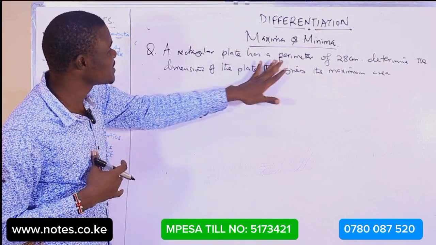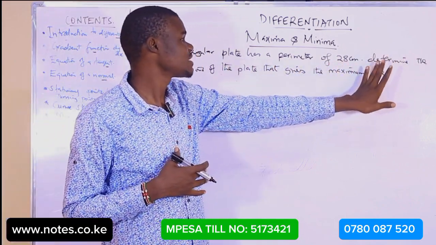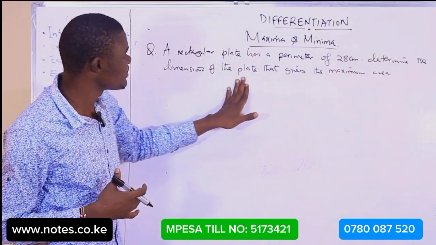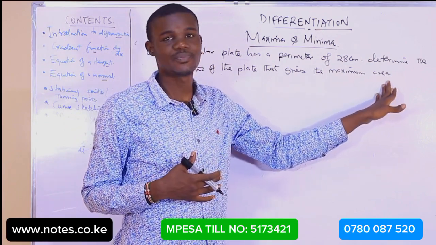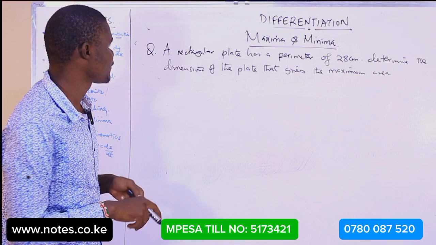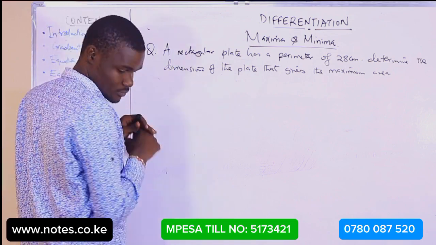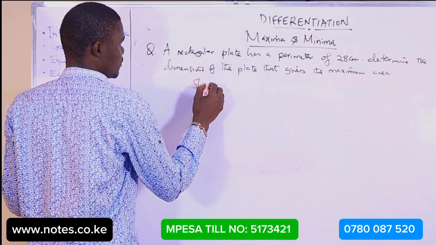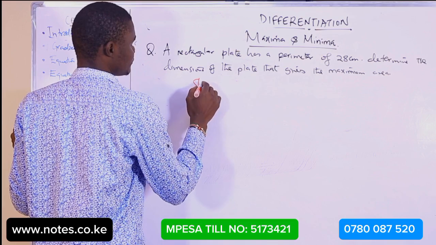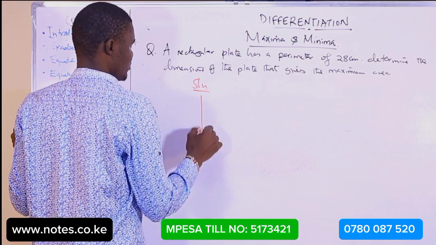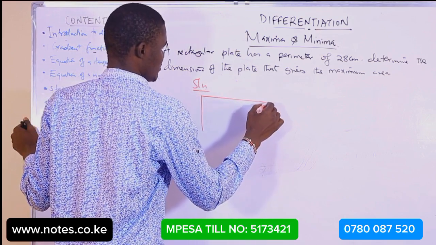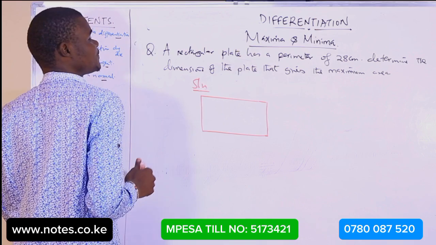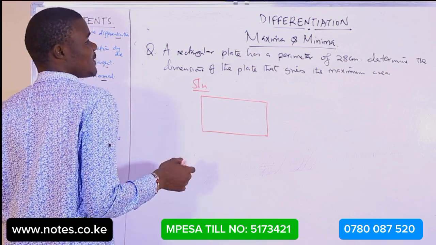A rectangular plate has a perimeter of 28 centimeters. So you are supposed to determine the dimensions of the plate that gives the maximum area. And what do we say? We just sketch here. We sketch the plot. This is the plot we are talking about. This is how a rectangular plot looks like.